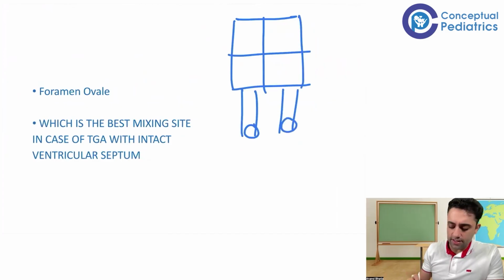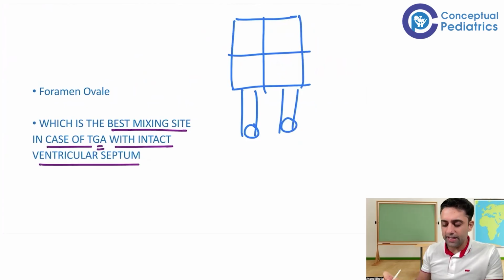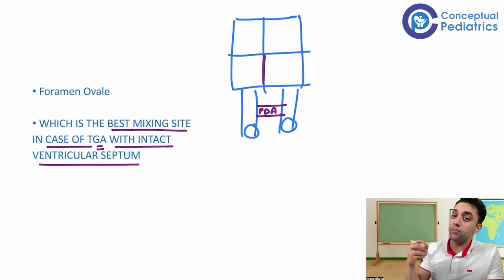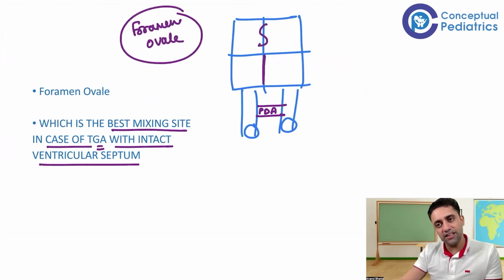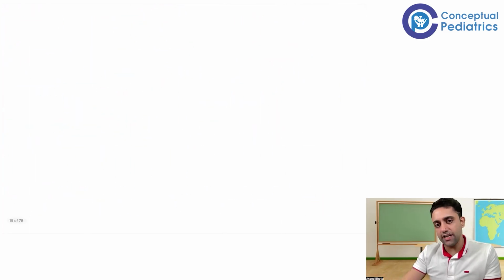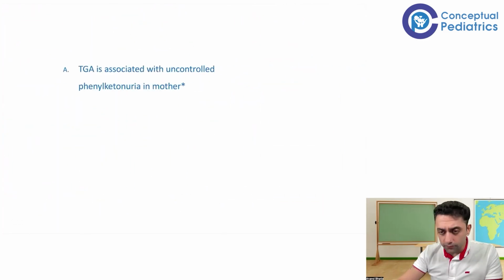The question is, which is the best mixing site in a case of TGA with intact ventricular septum? If the septum is intact, definitely I can give L-prostadil and keep the PDA open, and mixing will happen. But if I don't give L-prostadil, here you have the foramen ovale. Yes or no? So at the foramen ovale level, at this time, the best mixing site is there for the intact VSD. Remember that. Okay. Number one.